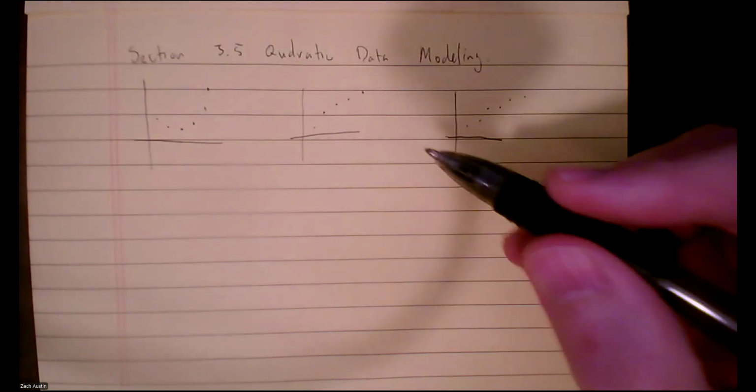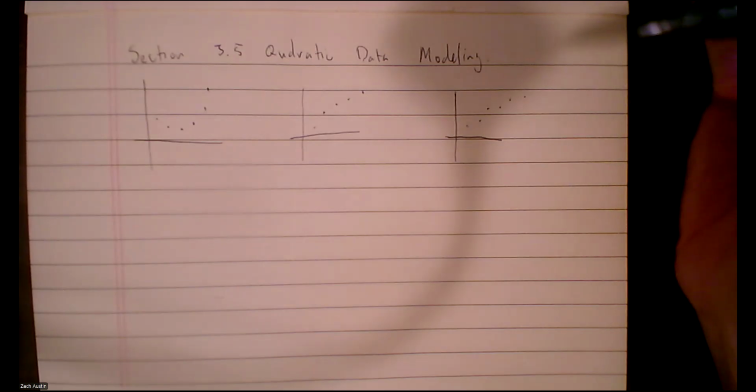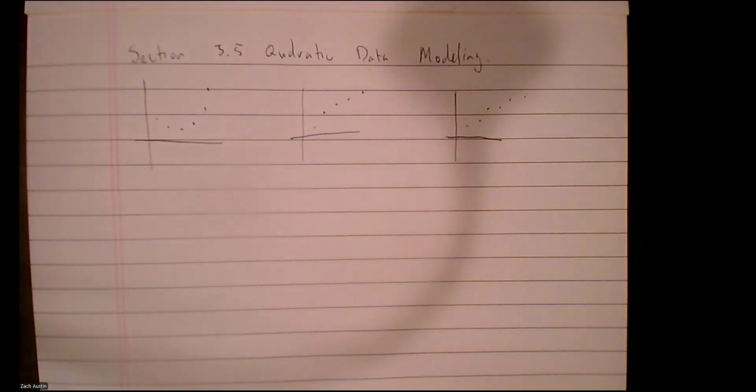Okay, so welcome. We're going to talk about section 3.5 today. It's on quadratic data modeling. This is going to be a fairly quick and straightforward lesson because most of our work when we're doing these modeling assignments is going to be done through Desmos. So our real job here is to recognize when a quadratic model is appropriate.